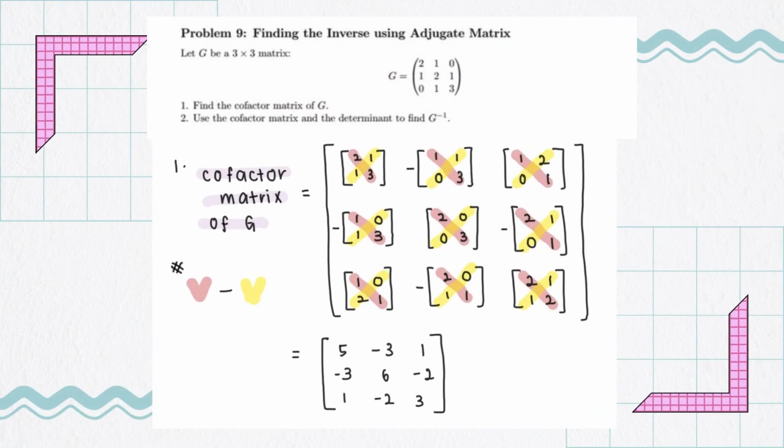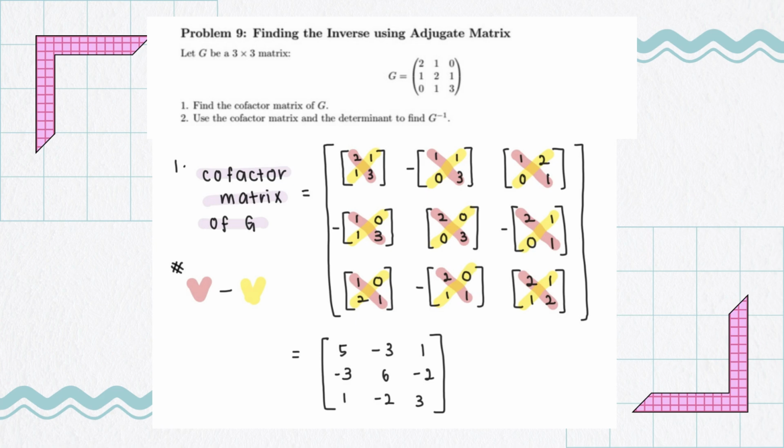For the next question, we need to find the inverse of a matrix using the adjugate matrix. The adjugate matrix is actually the same as the adjoint matrix, as I have mentioned before. So this given matrix G is 2, 1, 0, 1, 2, 1, 0, 1, 3. Firstly, we need to find the cofactor matrix of G. Same as before, we use cofactor expansion.